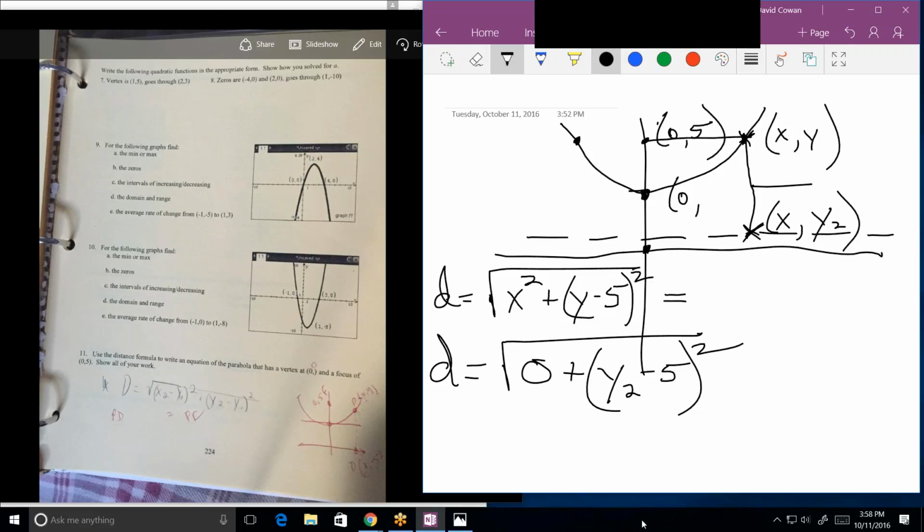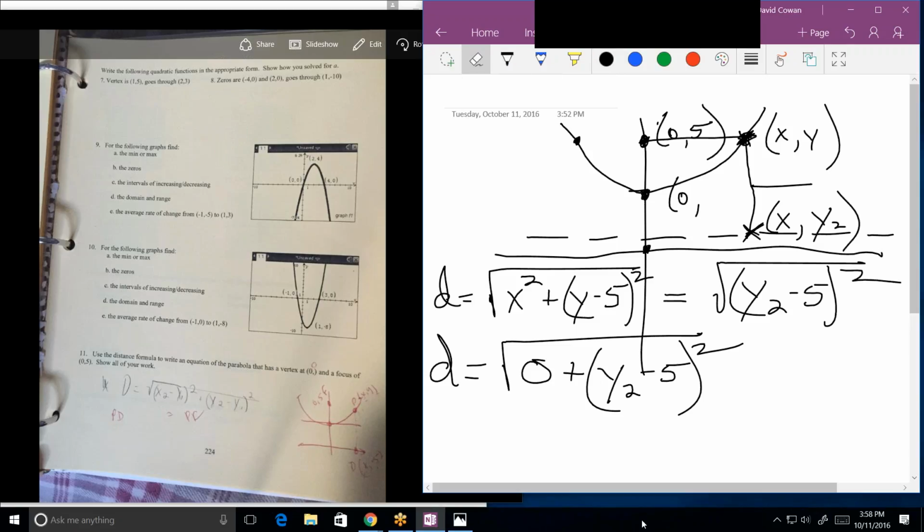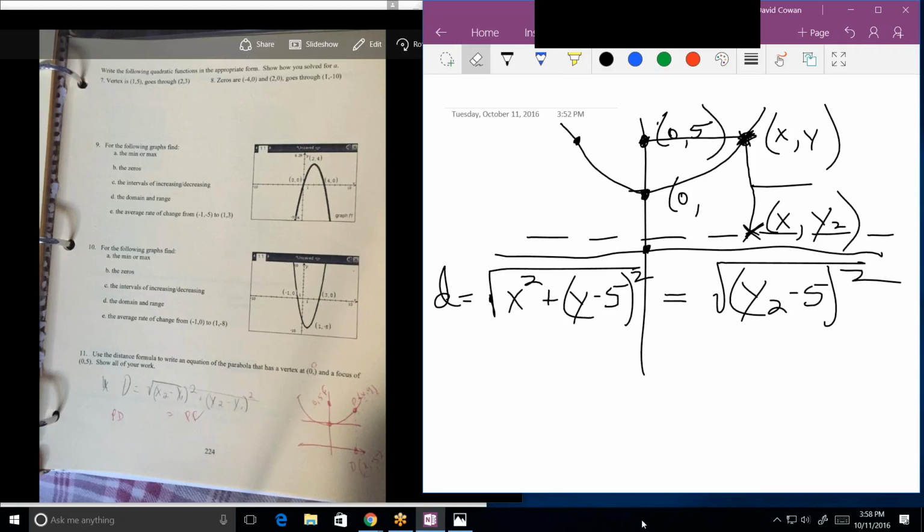Now, we know those two distances are equal. So this distance here that was measured from this point to this point is the same as the distance below. So I'm just going to set them equal to each other. That's y sub 2 minus 5 quantity squared. And the distance is the same. So now I have this formula here.